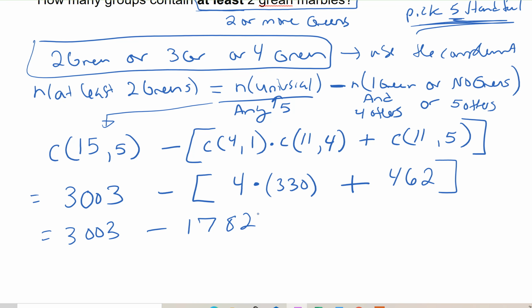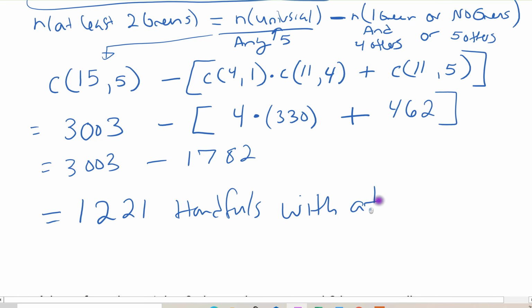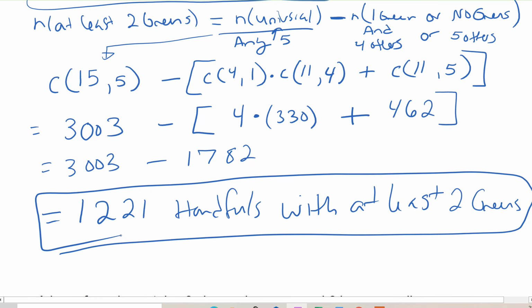If I get rid of those from my universal, the ones that are left over should have at least 2. Meaning some of them will have 2 or 3 or 4 greens. And so when we do our subtraction, it should come out 1,221 handfuls with at least 2 greens. Alright, so that's the at least case.